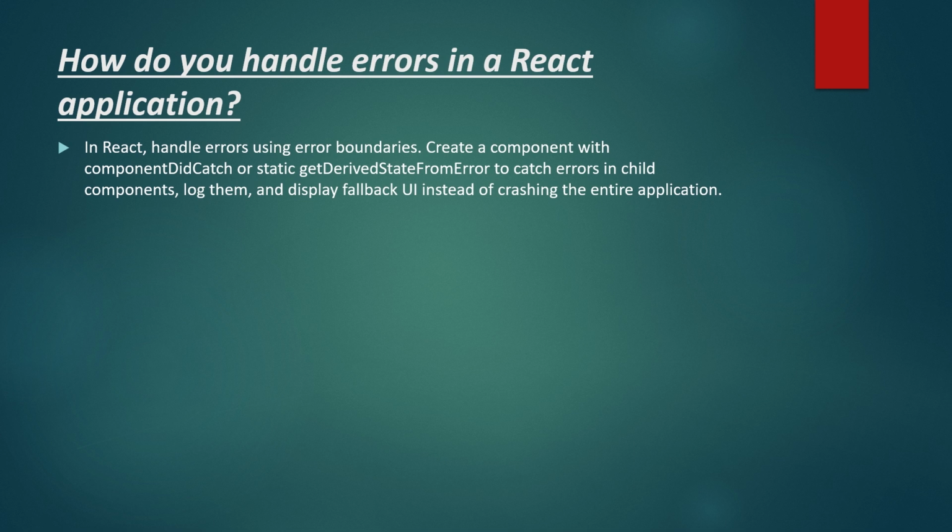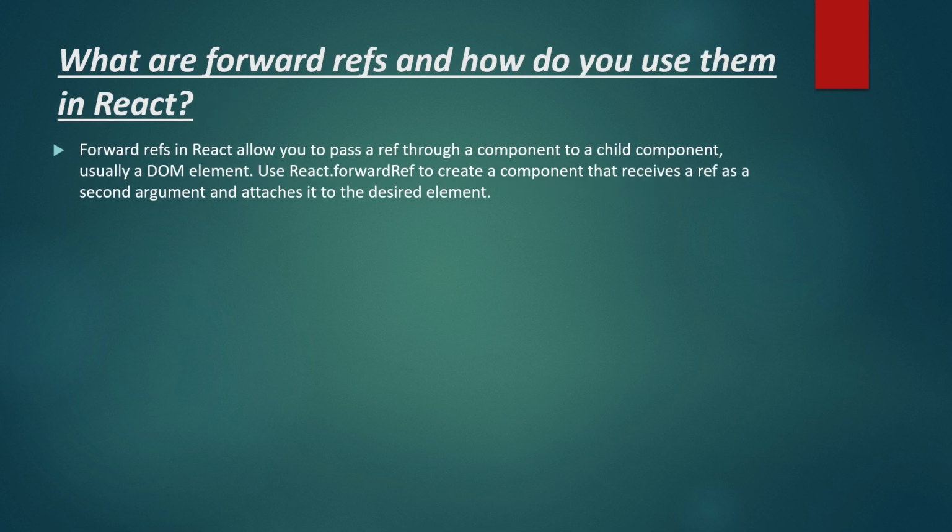Now let's move to a different question. How do you handle errors in a React application? In React, handle errors using error boundaries. Create a component with componentDidCatch or getDerivedStateFromError to catch errors in child components. Log them and display a fallback UI instead of crashing the entire application.